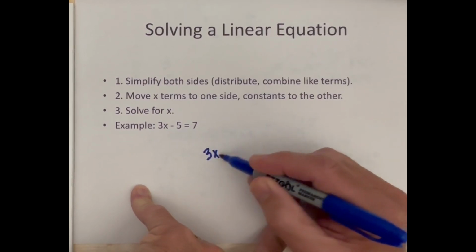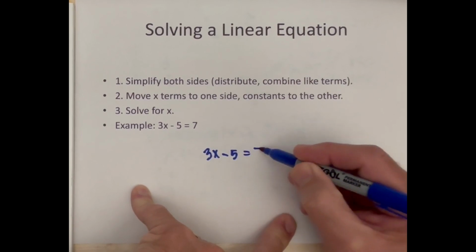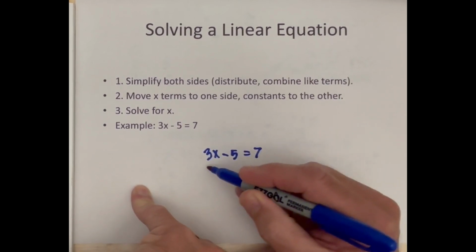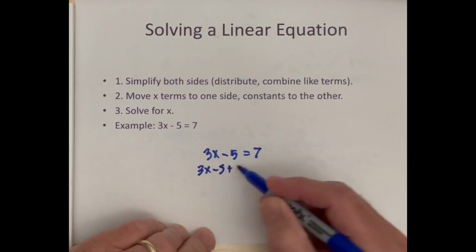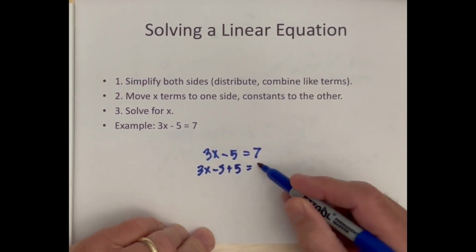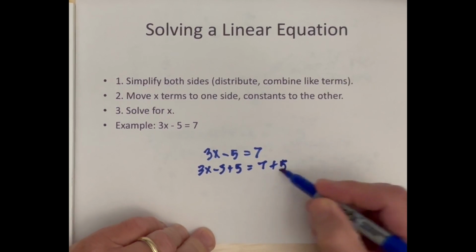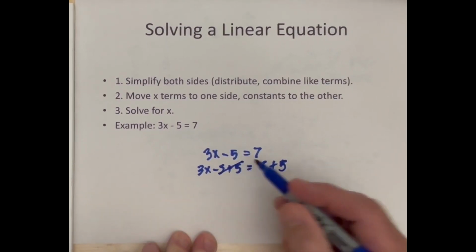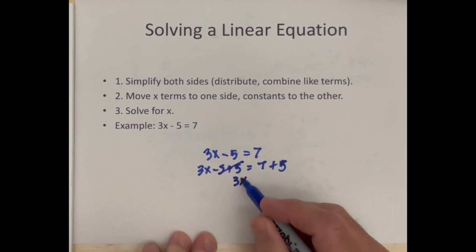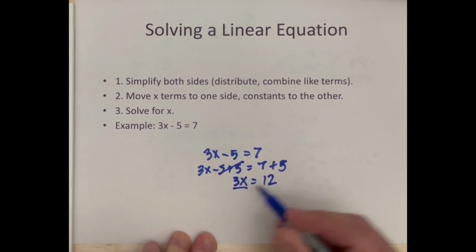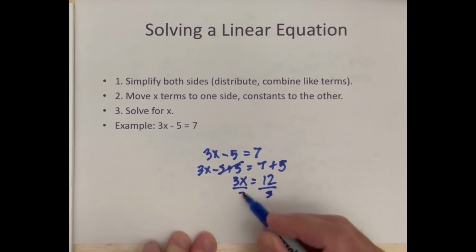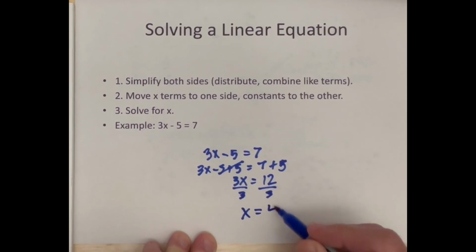So 3x minus 5 is equal to 7. Now we add 5 to both sides. 3x minus 5 plus 5 is equal to 7 plus 5. So now those go away. So we got 3x is equal to 12. That's 7 plus 5. Now we divide both sides by 3. We're doing the like operations to both sides. So x is equal to 4.